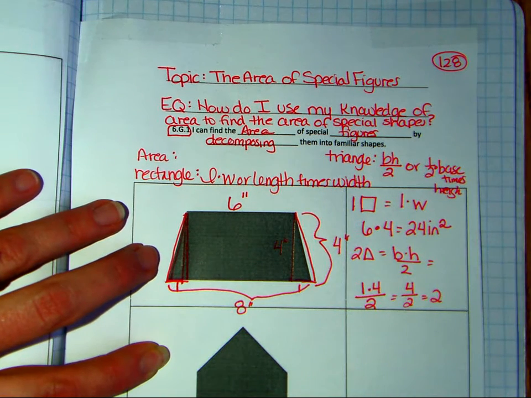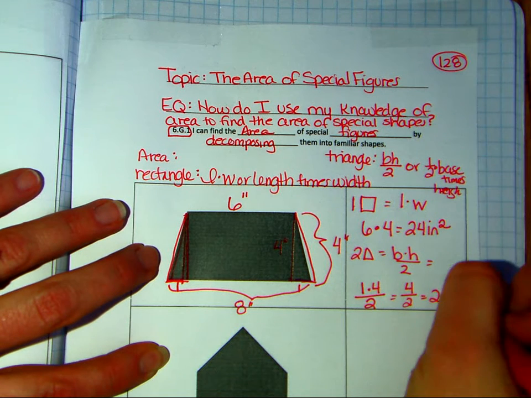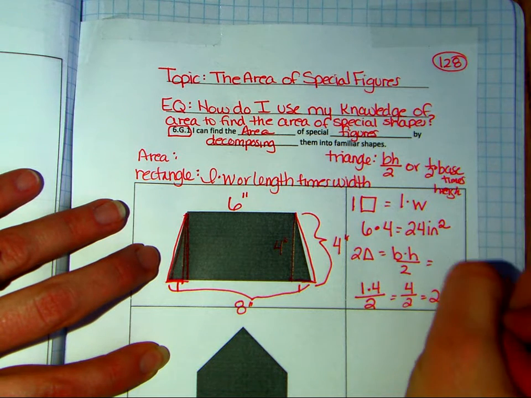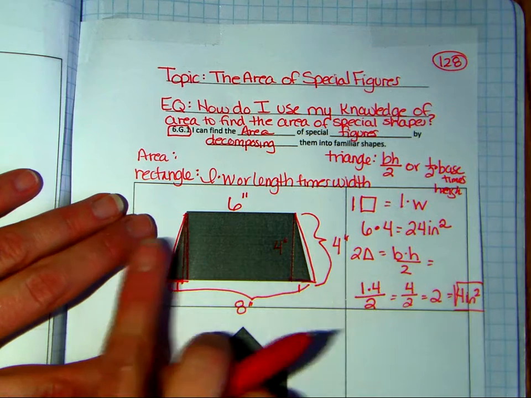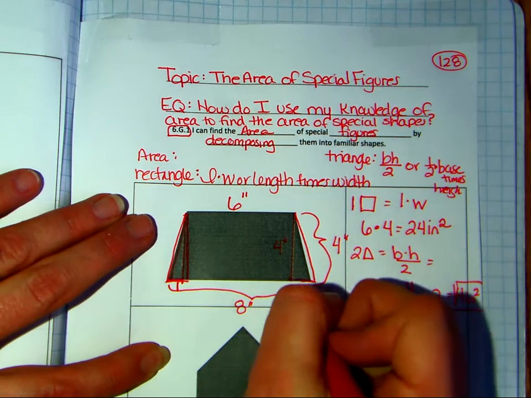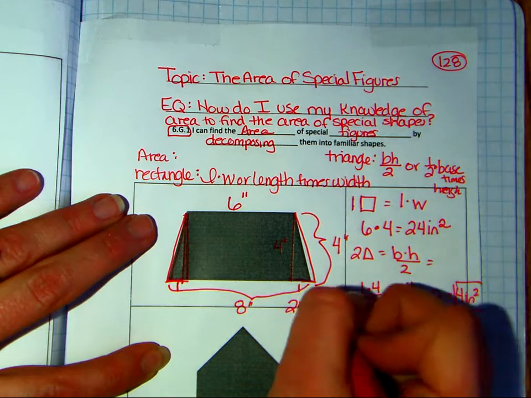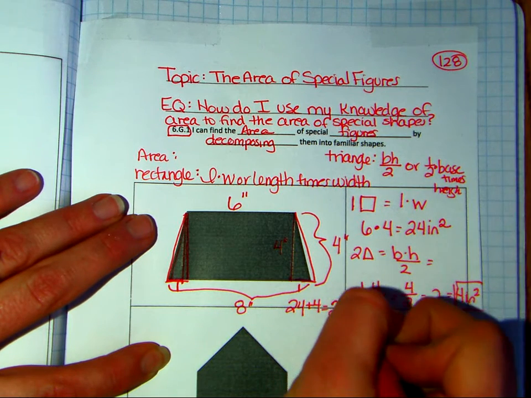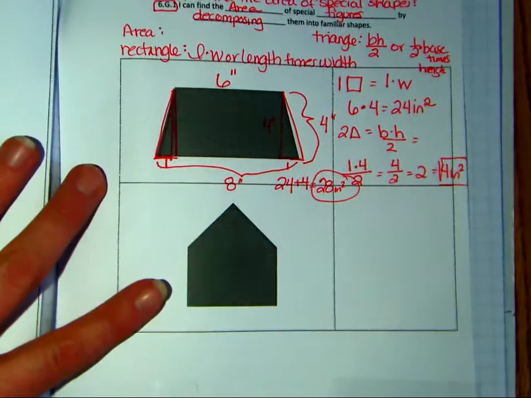So one triangle would be what? 2. But we have how many triangles? 2. So what is it all together? 4 inches square. Okay, so now we know this is 24, this is 4 together. So we would add it together. We would say 24, our rectangle, plus our two triangles, which is 4, equals all together for our shape 28 inches squared.